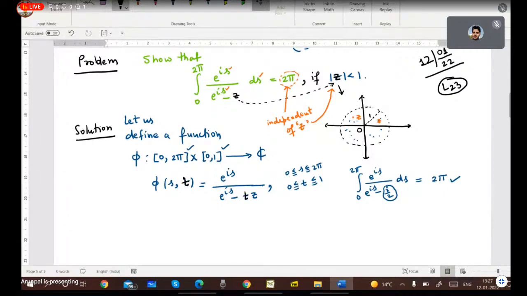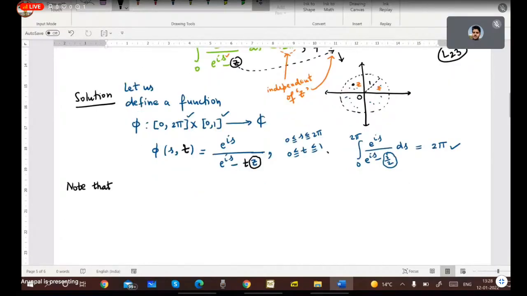The t is appearing here. Now, note that, so please take a note class. This z once chosen is fixed. This is any fixed z inside this open disk. Is this okay, class? So once chosen it is fixed.